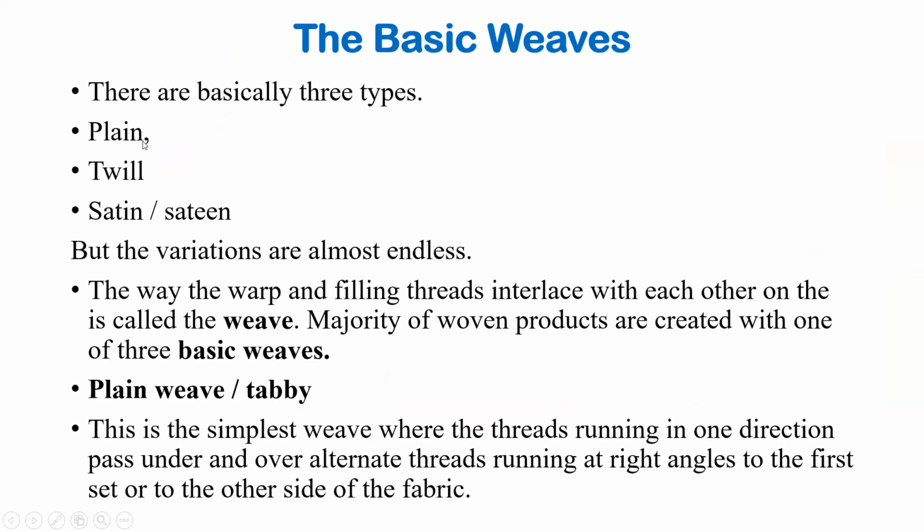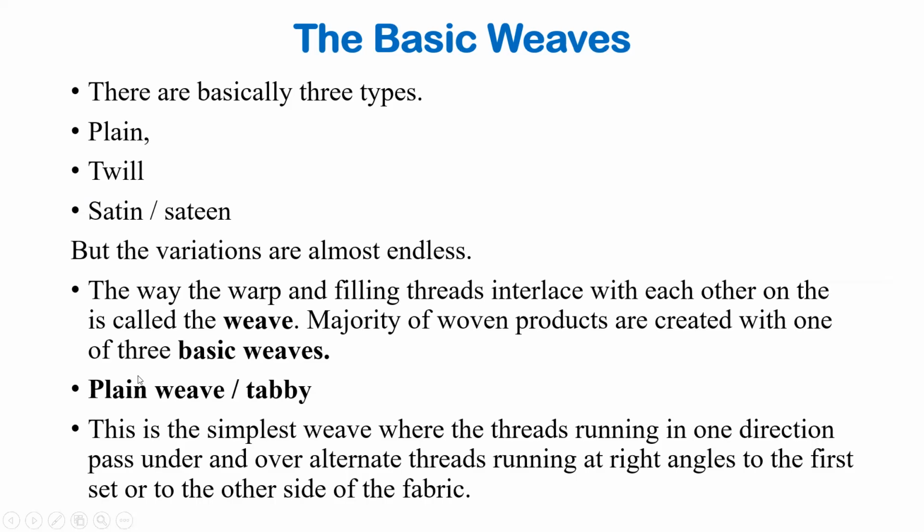With the plain weave, we have a whole lot of variations. The twill, we have a lot of variations of the twill weave. The satin, we have a lot of variations too. So they are endless. The way the warp and filling threads, that is the weft, interlace with each other on the loom is called the weave. The majority of woven products are created with one of the three basic weaves, mentioned up there.